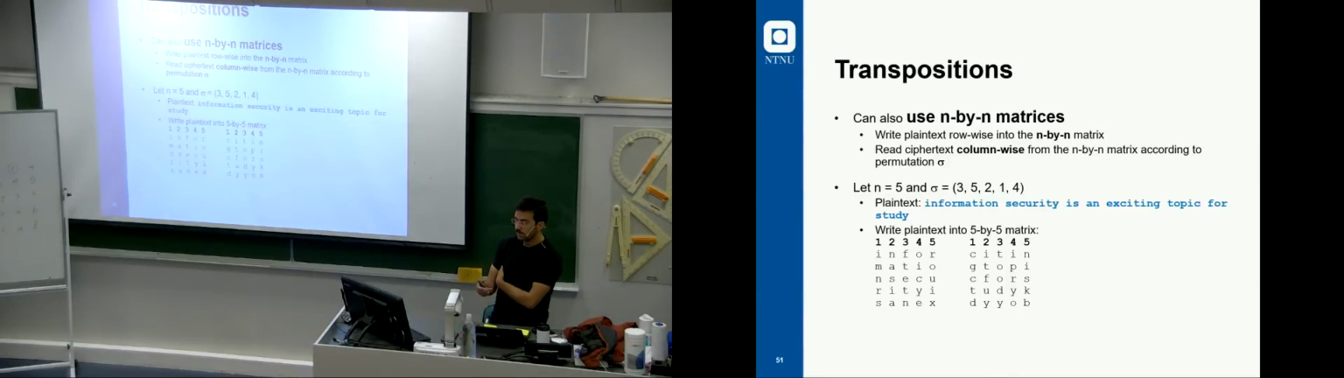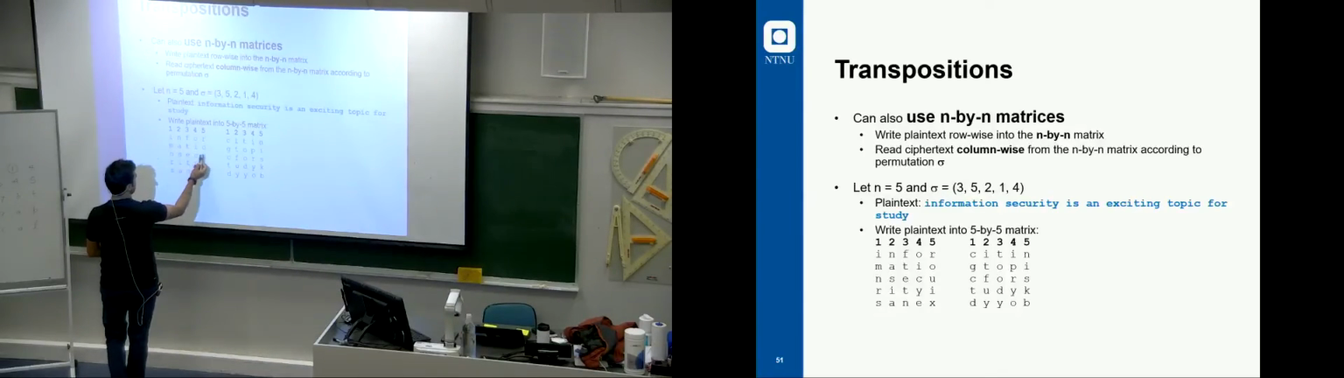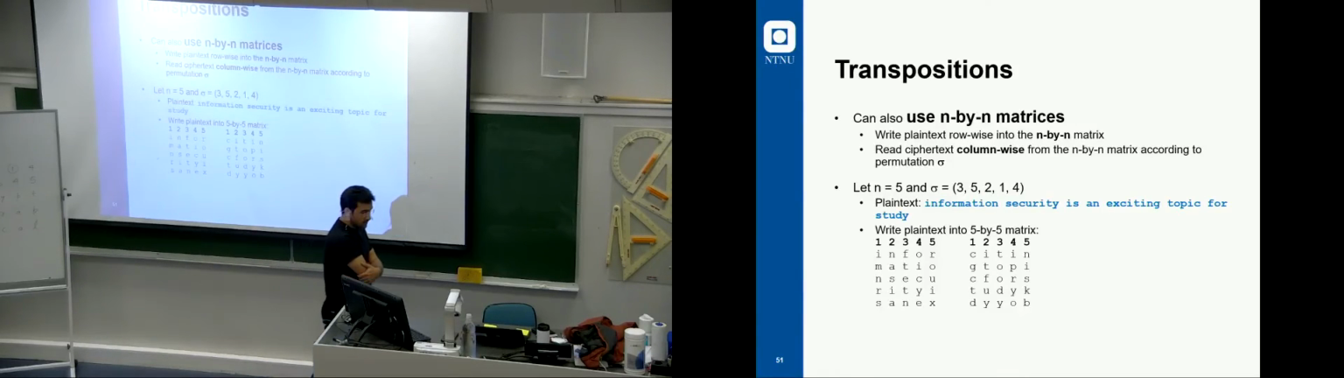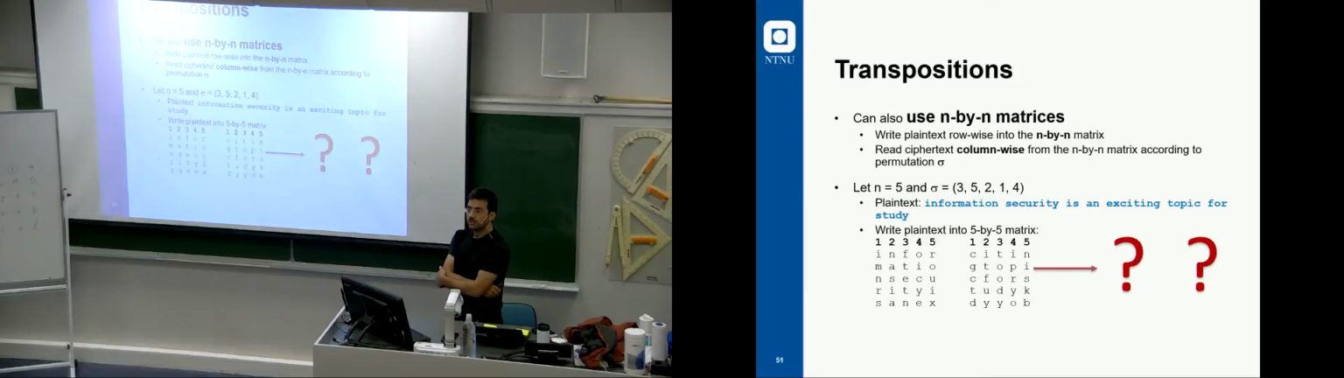Simply, I can have two matrices, one being 1, 2, 3, 4, 5, and 5 by 5. If you can see, the information is filled as it is. Information security, here, you can read it like this. Now using the above given permutation, you convert it into two matrices.